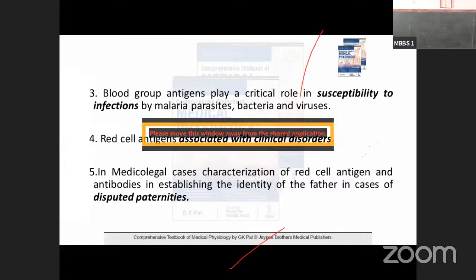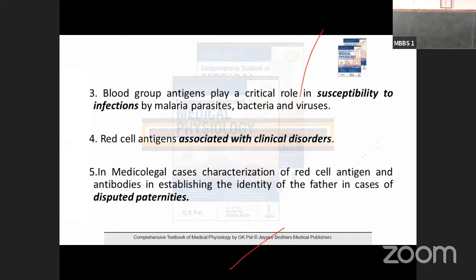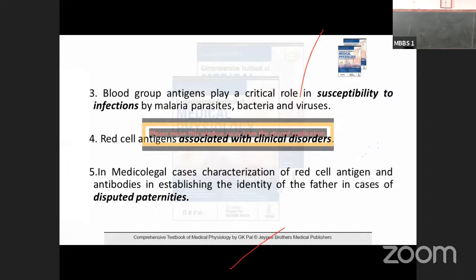Then they also play a critical role in susceptibility to infections like malaria, bacteria, viruses. These are associated with clinical disorders, and for medico-legal cases or disputed paternities, from the blood group we can identify the father or the mother, maternal disputes or paternal disputes. And the MNS blood group system is very important, it plays an important role in this field. Disputed paternities, MNS.